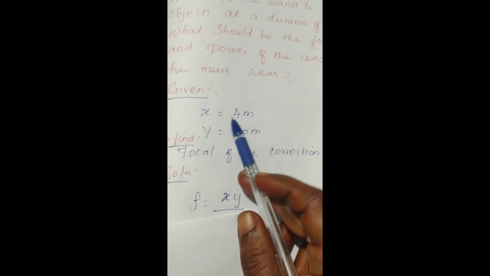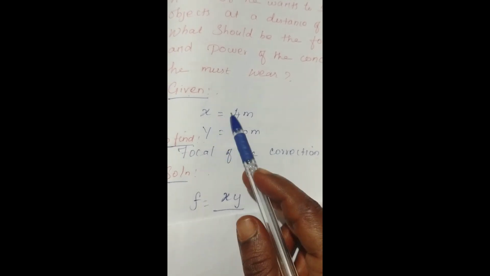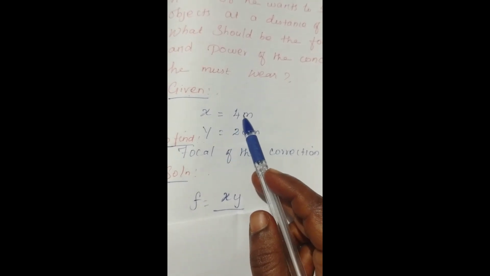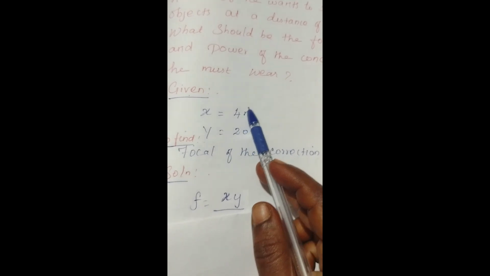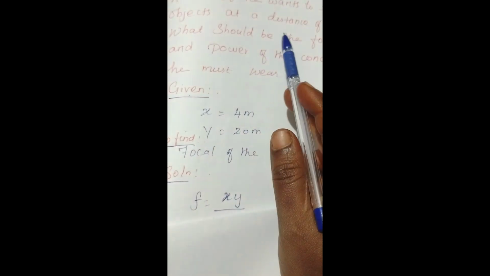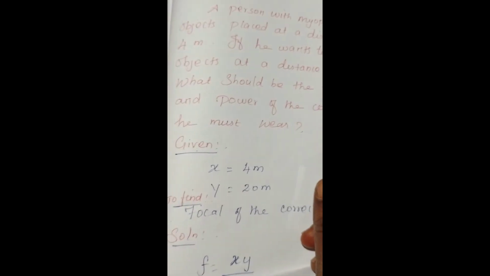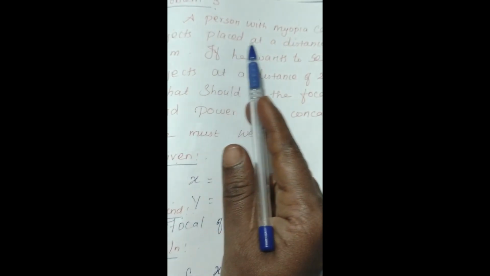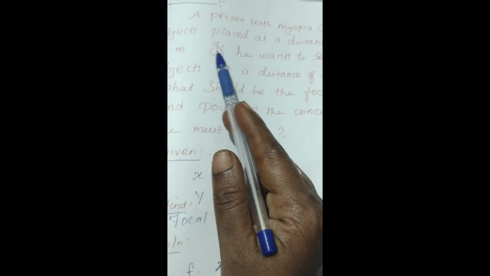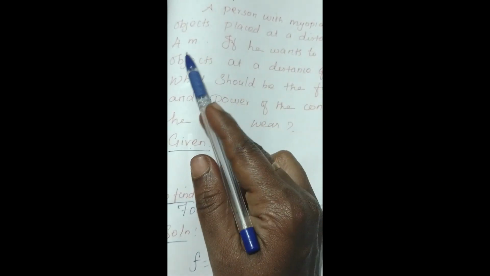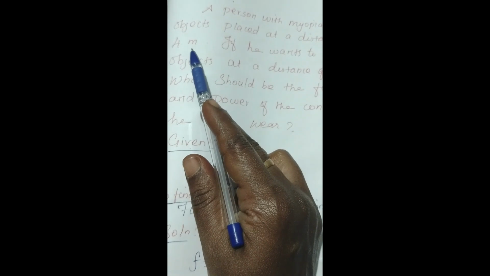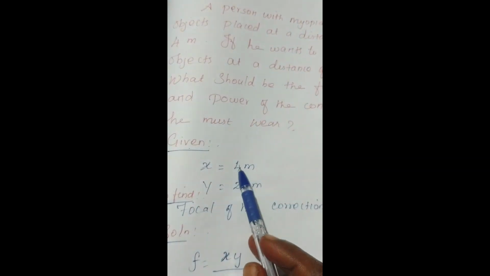First you can write the given data. So x means how much distance that person is able to see. The myopic person can see an object at a distance of 4 meters. So x value is equal to 4 meter.